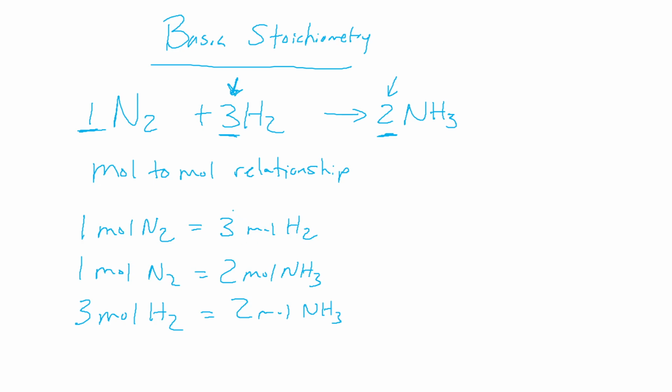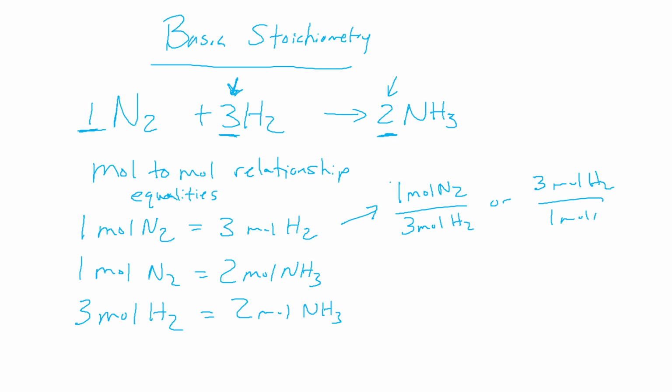So from this one equation, we get 3 equalities, and these are sometimes referred to as stoichiometric equalities, fancy word. But they're really like equalities like when you're doing just basic conversions and conversion factors. So from any equality, as you probably remember, you could write 2 conversion factors. So for example, I could write 1 mole of N2 over 3 moles of H2, or I could write 3 moles of H2 over 1 mole of N2.